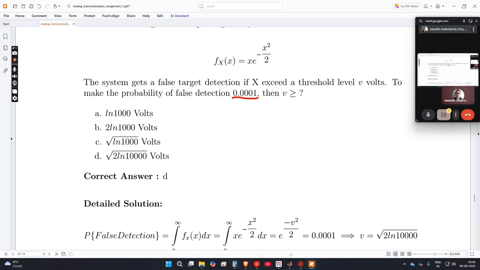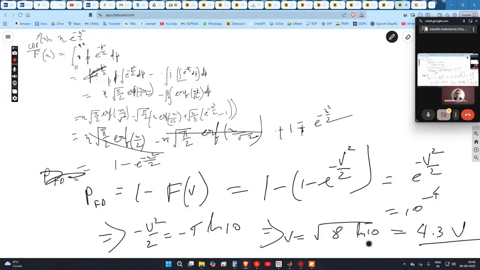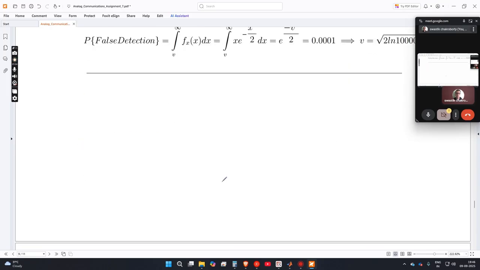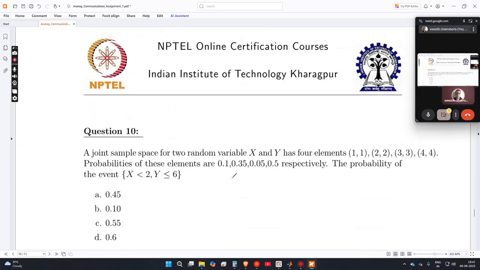Okay, so here it is not written in that way. It is written as root 2, you take the 4 inside, ln 10,000. It is written like that, not in float. So this is the answer, but it is written as root 2 ln 1000. So we will take back root 2 ln 1000, and the correct answer is root 2 ln 10,000. So the probability of false detection is root 2 ln 10,000.